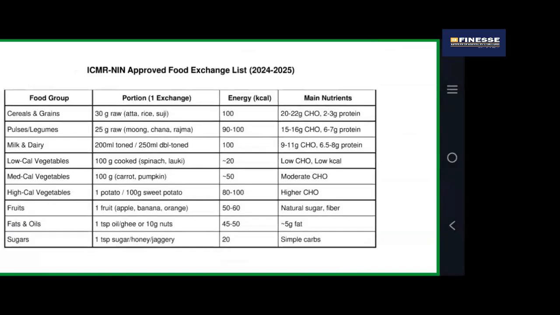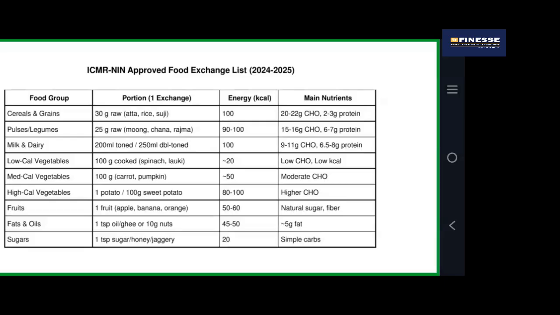Over here you can see the food groups. We have cereals and grains, pulses, legumes, milk and dairy, low calorie vegetables, medium calorie vegetables, high calorie vegetables, fruits, fats and oils, and sugar. We have studied about food groups before starting food science. Yes, ma'am. So what is the full form of NIN? National Institute of Nutrition, Hyderabad.